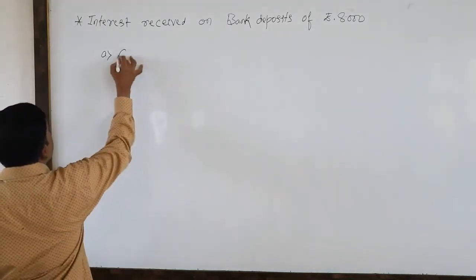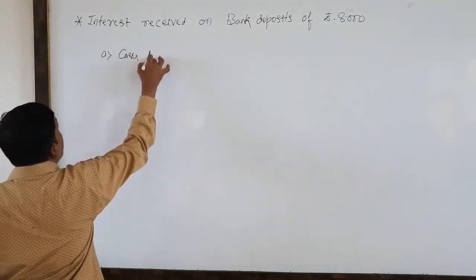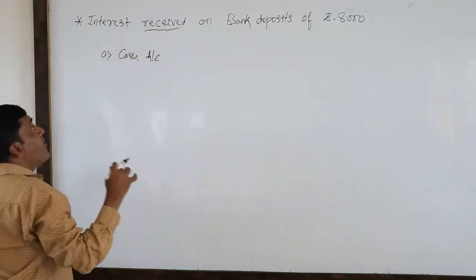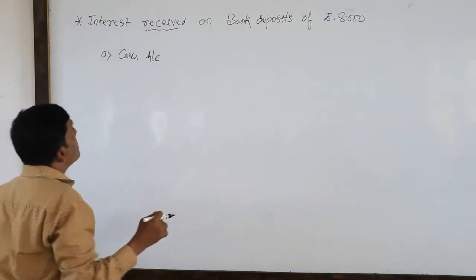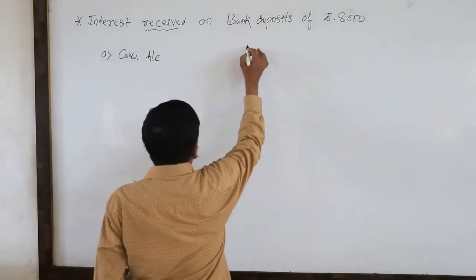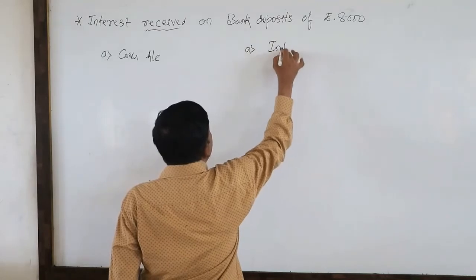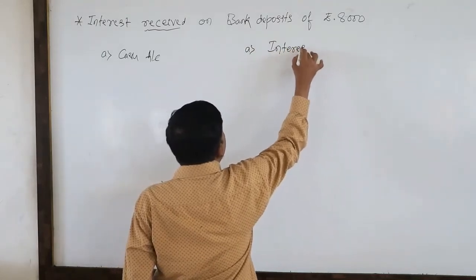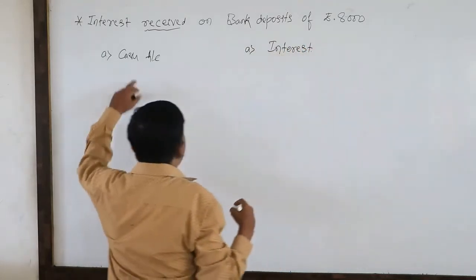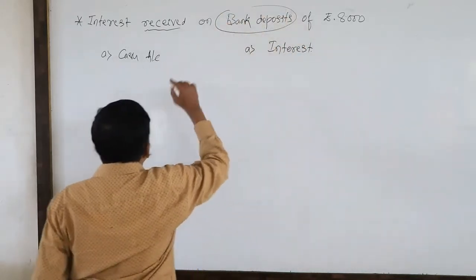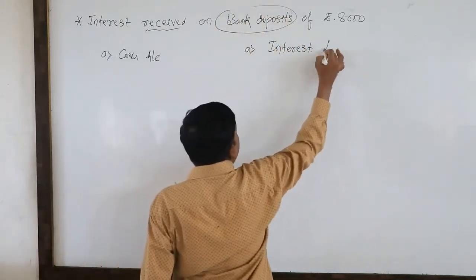The first one is cash. Why? Because we have received the money. We have received the money in the form of interest. For earning the interest, we have received the cash. Don't write bank deposits account. So: cash account, interest account.